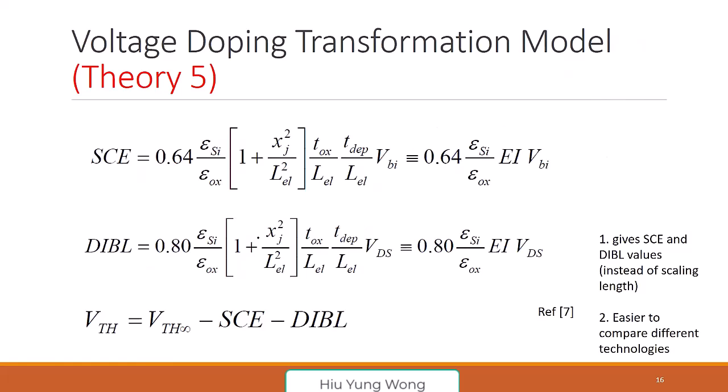Okay, another theory. Why do I need so many theories? Because we want to appreciate the different methodologies. You see that many of them are wrong, but they have insight. So here is another thing called the voltage doping transformation model. You can forget the name. I don't ask you to remember the name. But this one gives us something very useful. It separates the short channel effect into the VTH roll off.